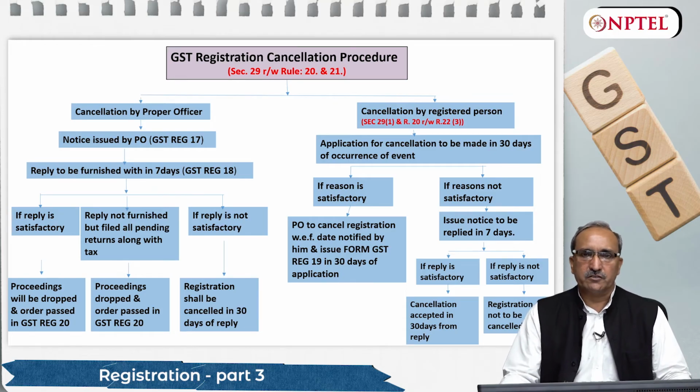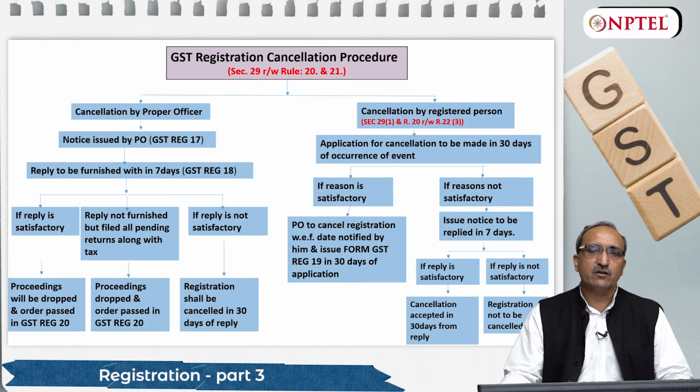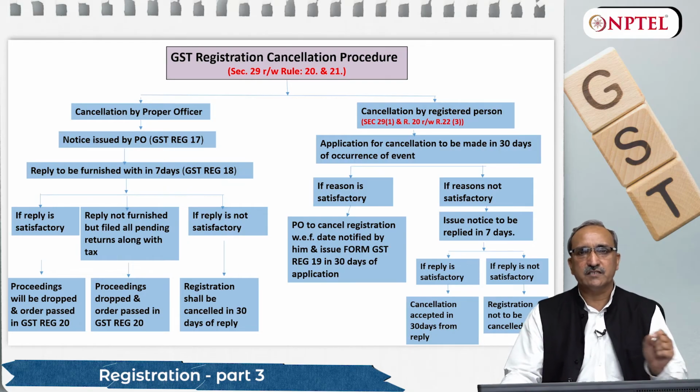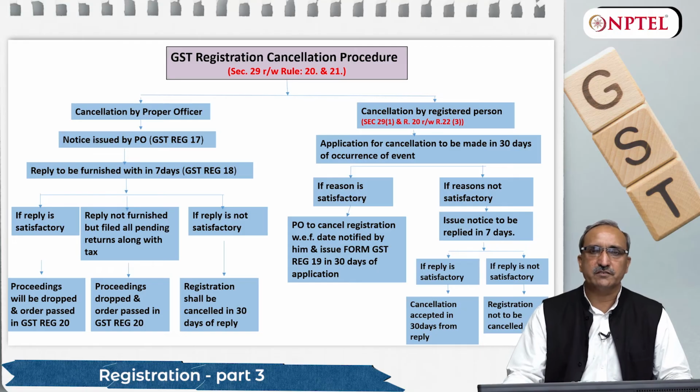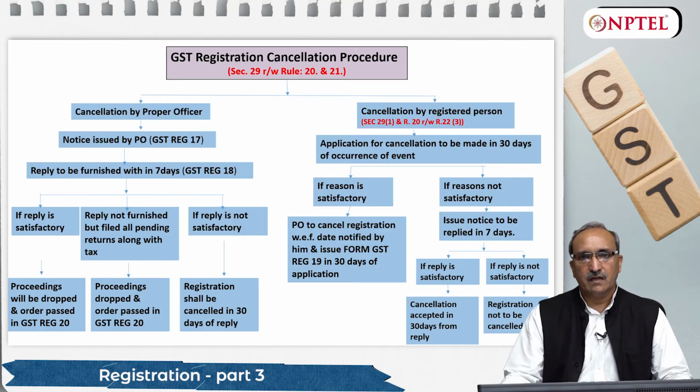They will send you a notice under form GST REG 17. They will ask you why your registration number should not be cancelled, and they will mention the reasons why they want to cancel your registration. And you are supposed to reply within 7 days.